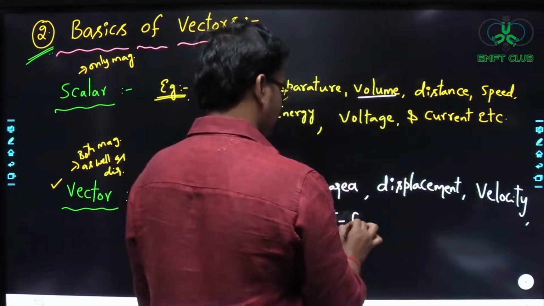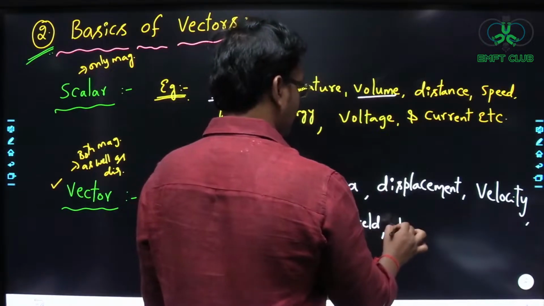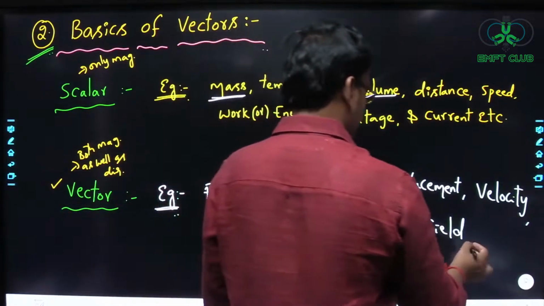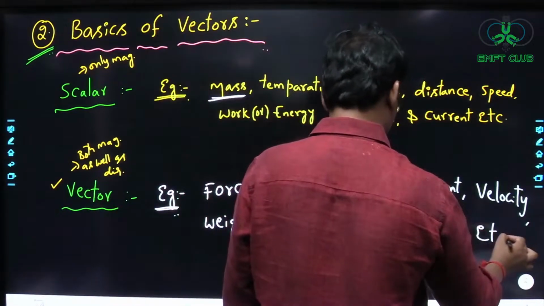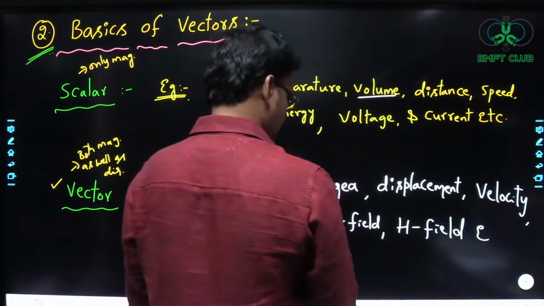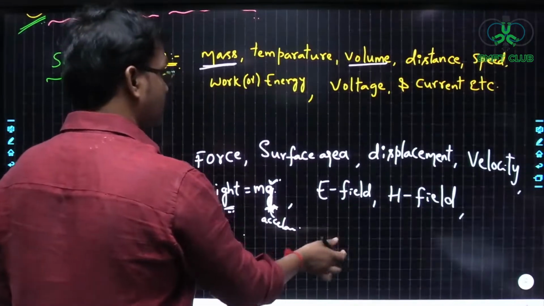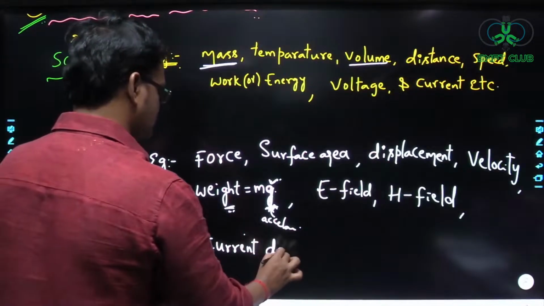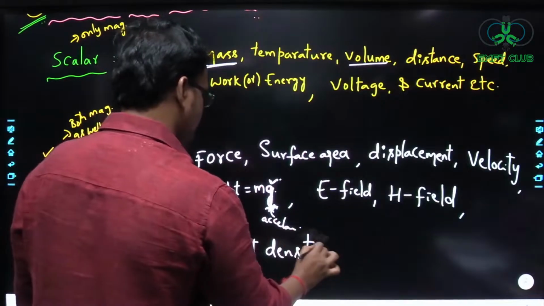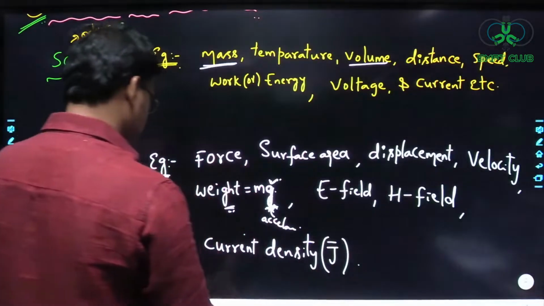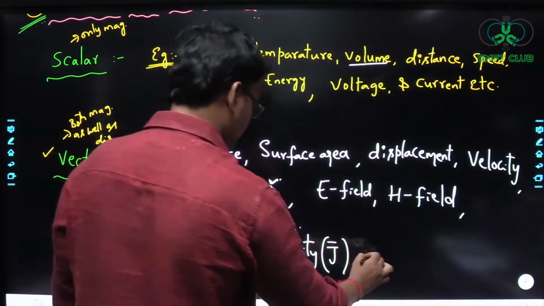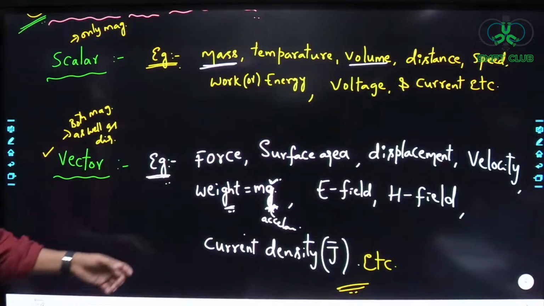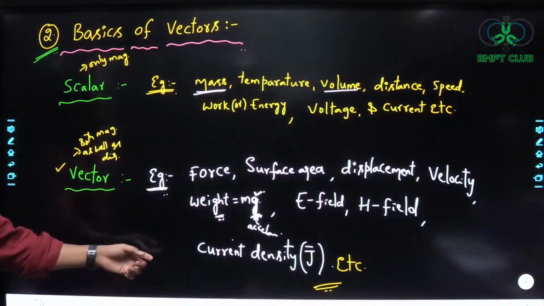I can say electric field is a vector quantity. Magnetic field, or H field, is also a vector quantity. One more example I can give is current density, which is represented with Z bar. So current density is also a vector quantity. So these are some of the examples for vector quantities.